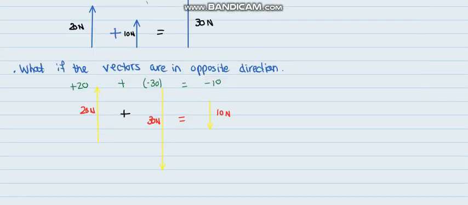If we have vectors in opposite directions, like 20 Newton upwards and 30 Newton downwards, then we can add them up, but the downward vector would be represented by a negative sign. So 20 plus minus 30 would make minus 10 Newton. Minus means that the vector is directed downwards because we have assumed positive to be the upward direction. So that's how vectors are added and subtracted.